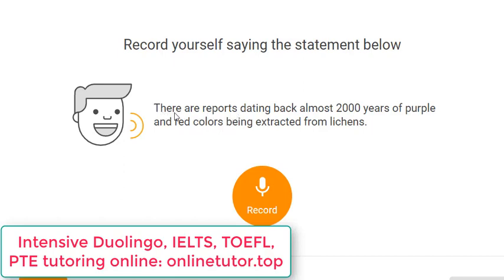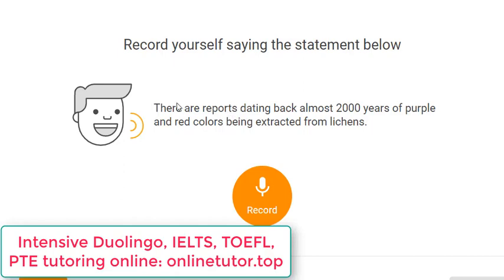Let's read it somehow. There are reports dating back almost 2,000 years of purple and red colors being extracted from lichens. Such a rigmarole. If you don't know anything about biology, you think, wow, what's that? So, where are our clauses?